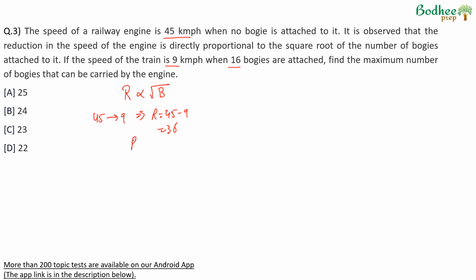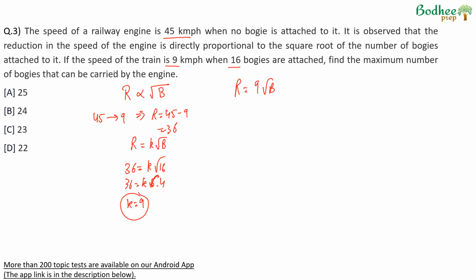Reduction is directly proportional to the square root of the number of bogies, which is R is equal to K into root of B. Now, according to the question, speed reduces by 36 when 16 bogies are attached. So 36 is equal to K into 4. So K comes out to 36 by 4, which is 9. Therefore, the reduction in speed is nothing but 9 into root B.